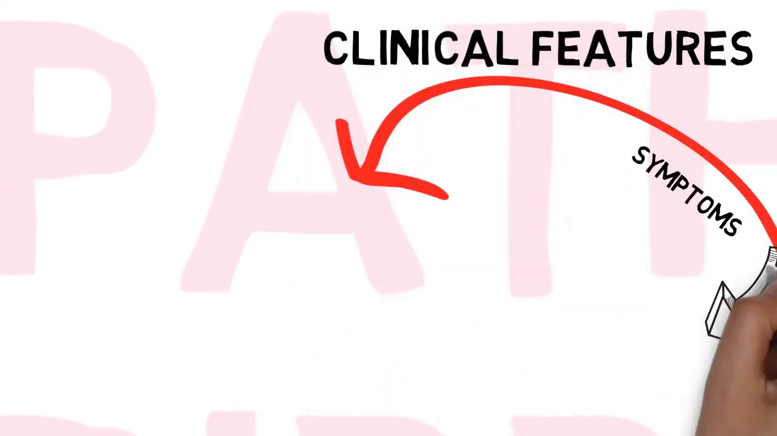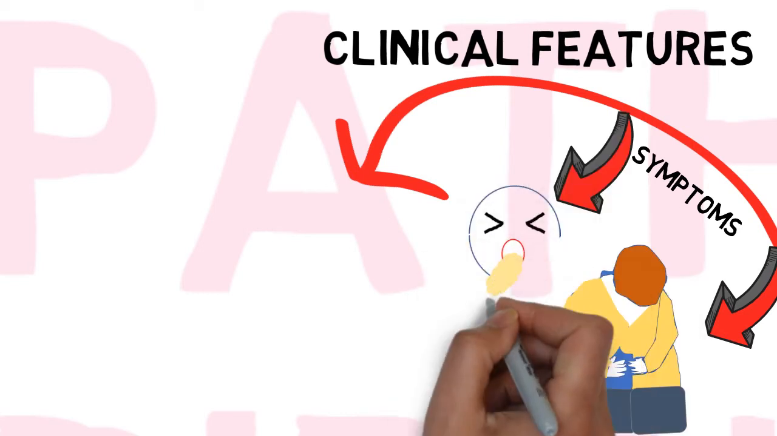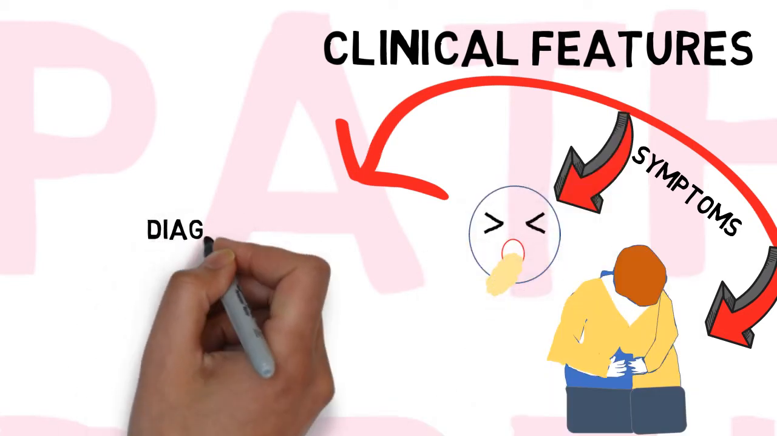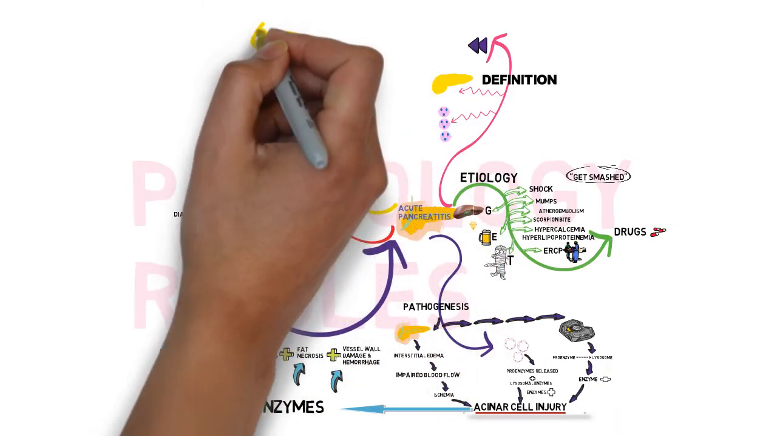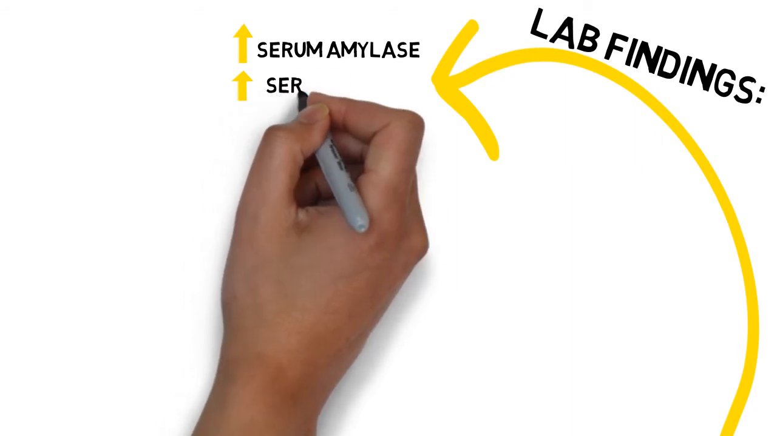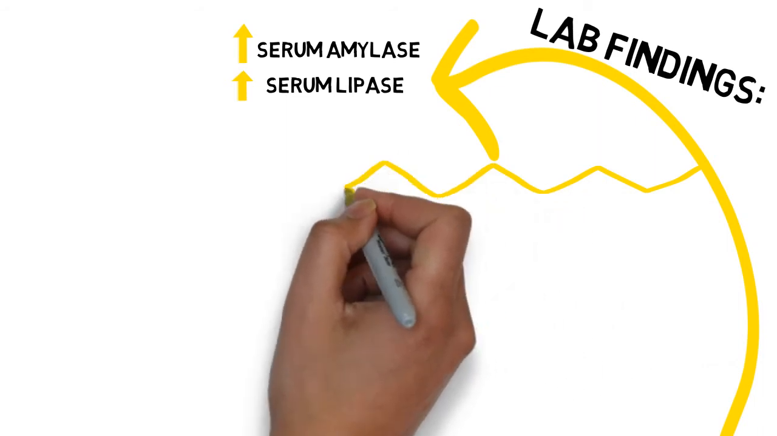The clinical features include symptoms of abdominal pain, where the pain is constant and intense, referring to the upper back and left shoulder, associated with nausea and vomiting. Also note, acute pancreatitis is diagnosed after exclusion of other abdominal pain causes. The laboratory features include marked elevation of serum amylase during the first 24 hours, followed by serum lipase levels by 72 to 96 hours after the beginning of the attack.